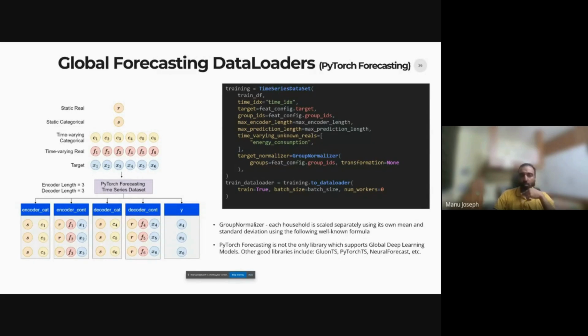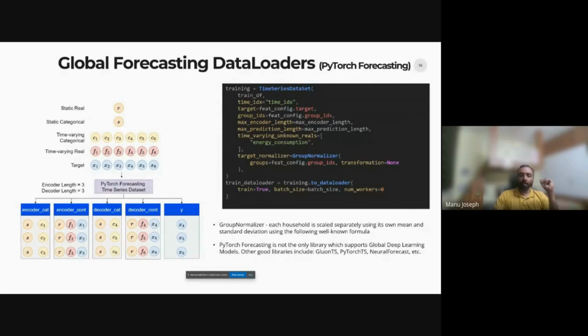So this is how we get the data loaders, and then we define the models, etc. I'm not going into the definition of the models because it is too much for a session. But I'm just telling you this to help you understand that there are packages. First of all, there are packages like PyTorch Forecasting, Gluon TS, PyTorch TS, Neural Forecast. A lot of packages are there. Almost everyone follows this sort of distinction: you have static real, static categorical, time varying real, and time varying categorical, right? So that thing is there.